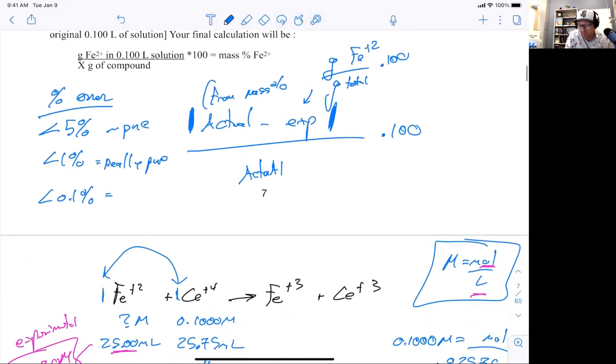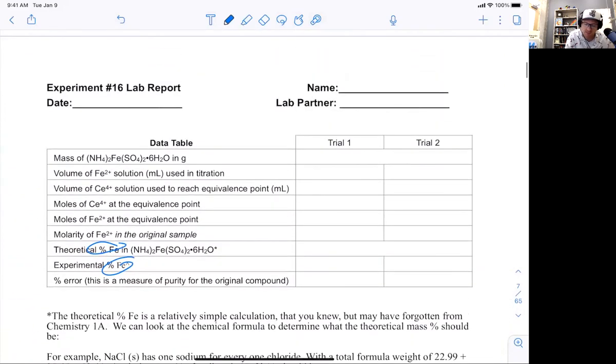How will we know if you didn't collect the best data? It will be if the volume of cerium in your 3 trials is very different. If you got 25.89 on the first one and 23.14 and then 20.67, these are too far apart. Everything else is the same. The volume of the iron, this is from the pipette. If you use the pipette correctly, you put in 25.00 every time.